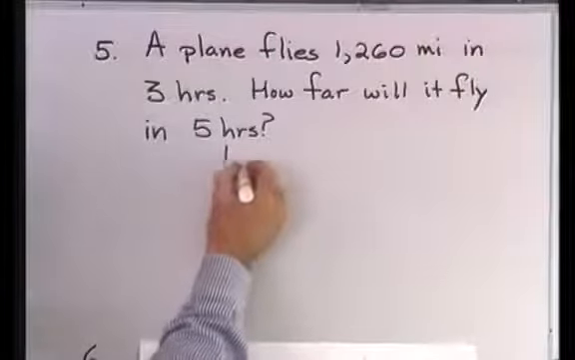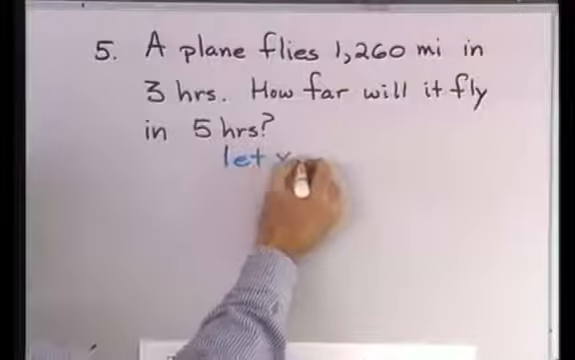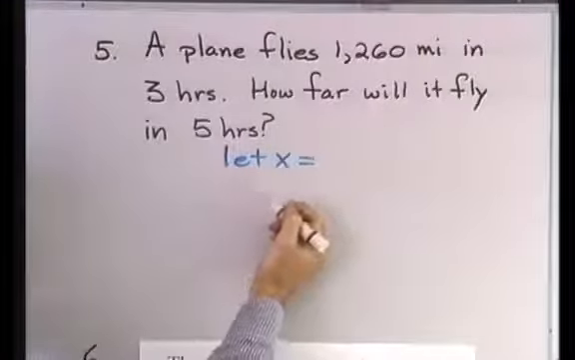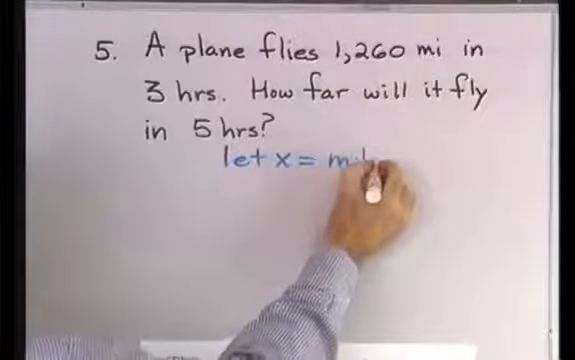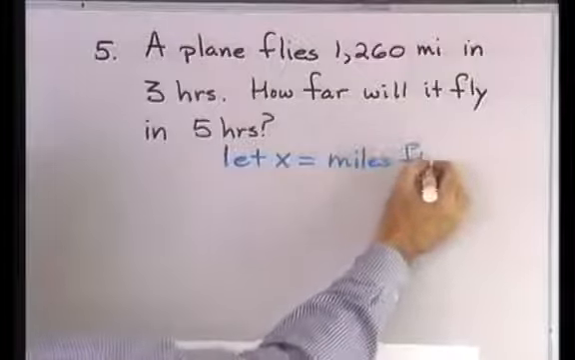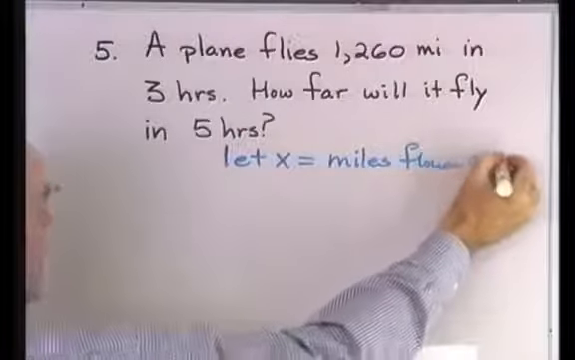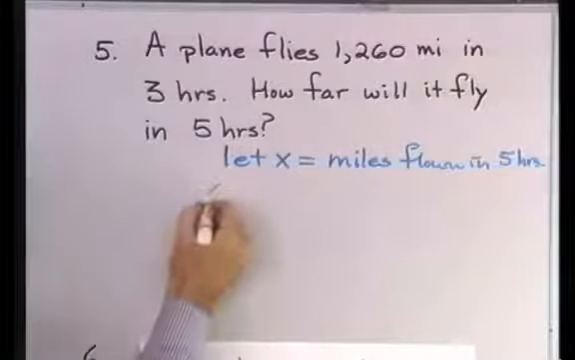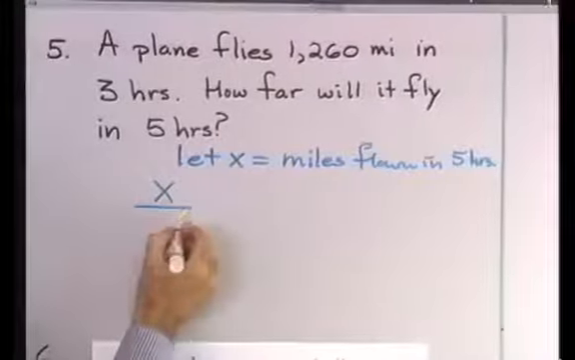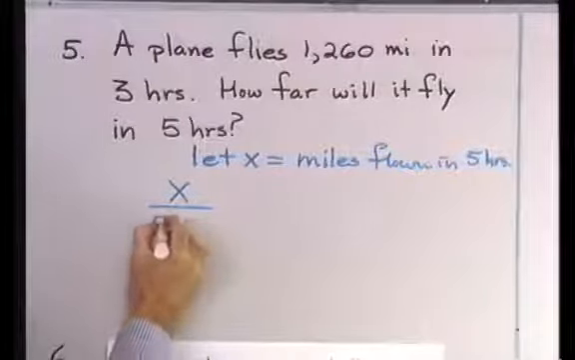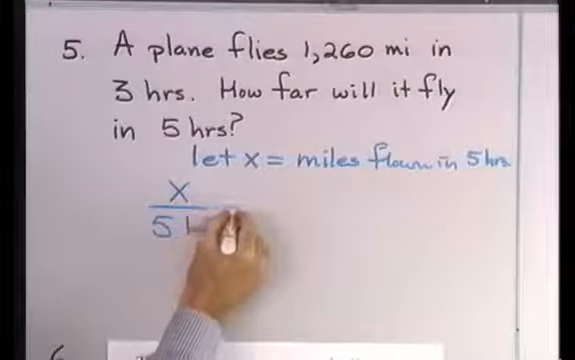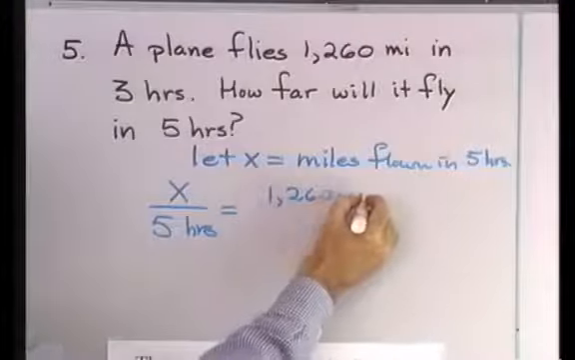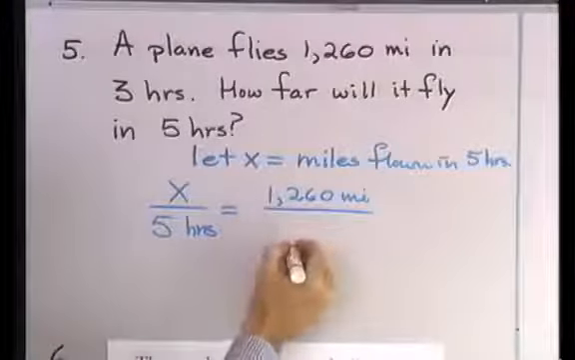So first I'm going to say this. Let's let x equal the thing that's asked for in the problem, which is the number of miles it will fly in 5 hours. So x is miles flown in 5 hours. Now I'm going to set up a proportion this way. The number of miles it flies in 5 hours is to 5 hours as 1,260 miles is to 3 hours.